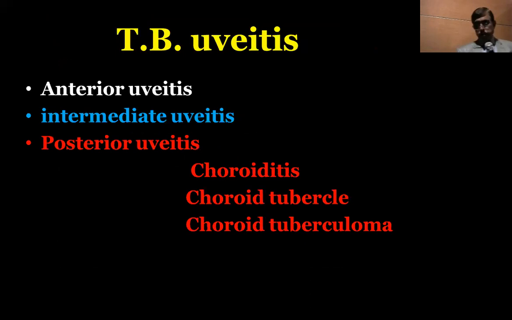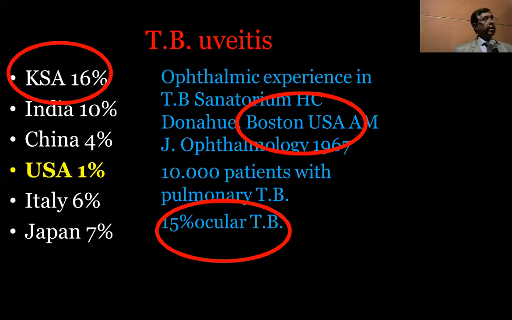It's very common in KSA, Saudi Arabia, 60%. Well, in the USA, it's 1%. But look at this paper from Boston, USA, of this ophthalmic experience in TB sanatorium in Boston, 10,000 patients, 15% intraocular. But that's a long time ago, 1967.